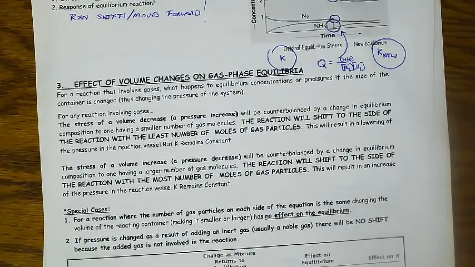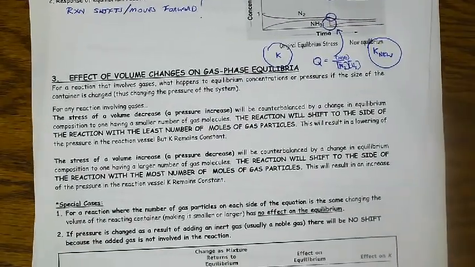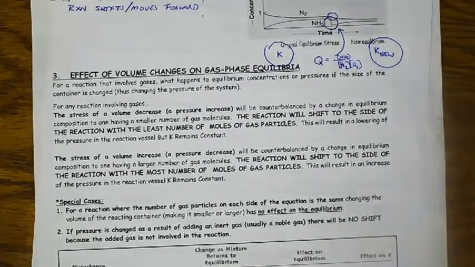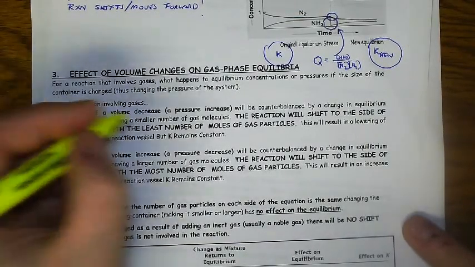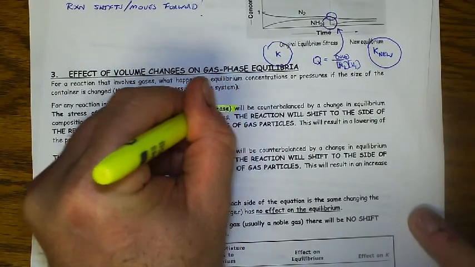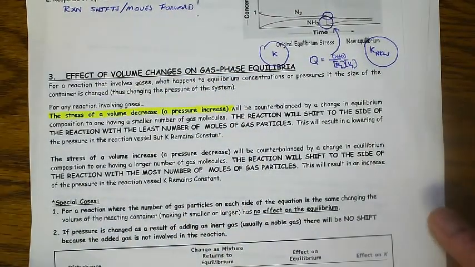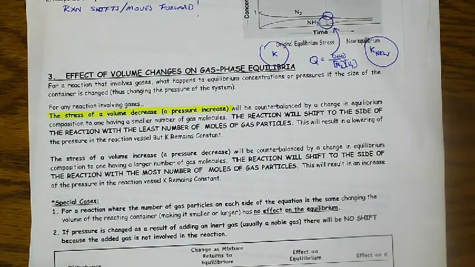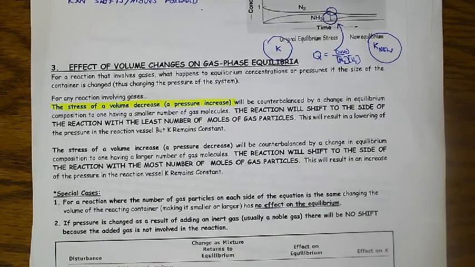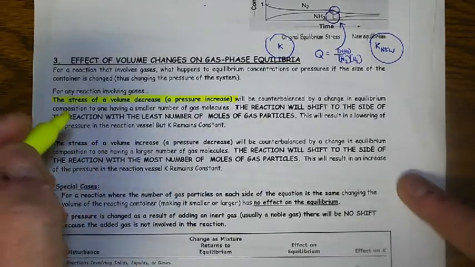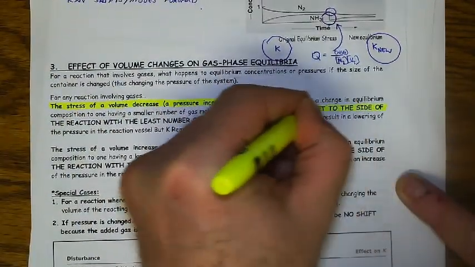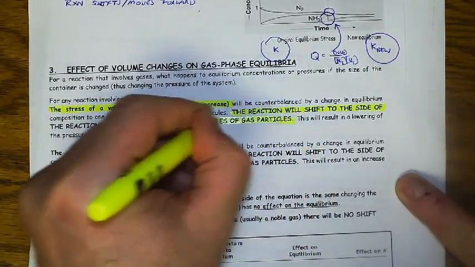So, effective volume changes. Remember, when you stress an equilibrium by decreasing volume, the system's pressure will go up. Le Chatelier says an equilibrium will go to minimize that stress, so it wants to shift in a direction that will make pressure go down. So it will shift to the side of the reaction with the least number of moles of gas particles.